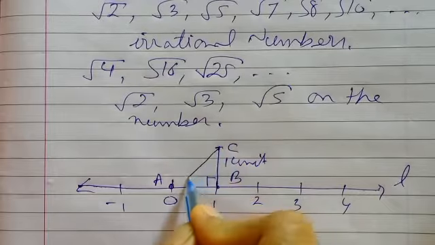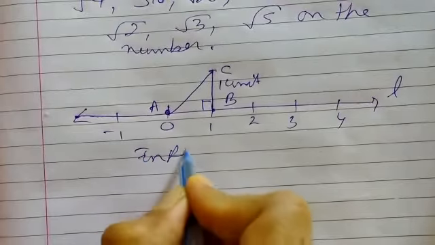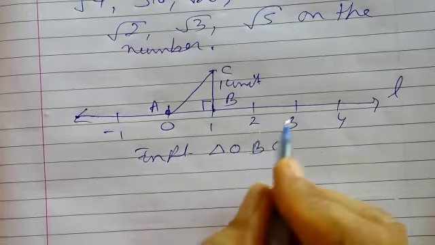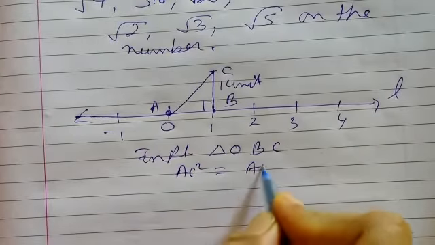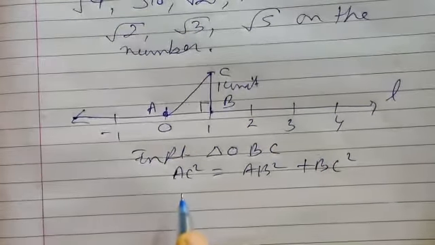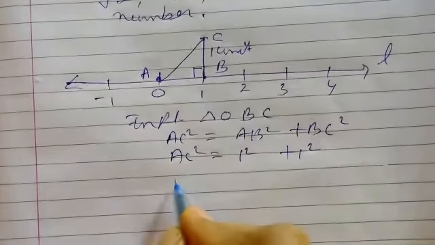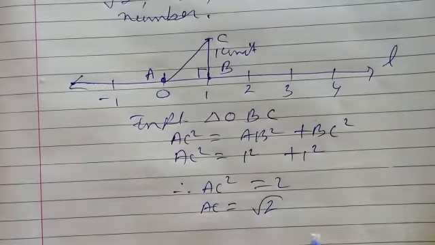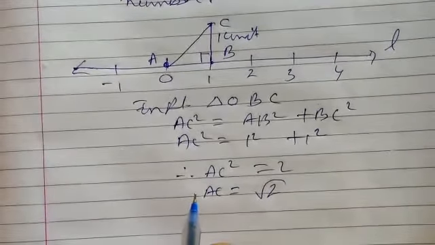Now join A and C. So we can see that in right triangle ABC we can use Pythagoras theorem. AC square is equal to AB square plus BC square. So what we have got is AC square is equal to 1 square plus 1 square. Therefore AC square is equal to 2 and AC is equal to square root of 2. So what does this mean? This means that the length of AC is equal to root 2.